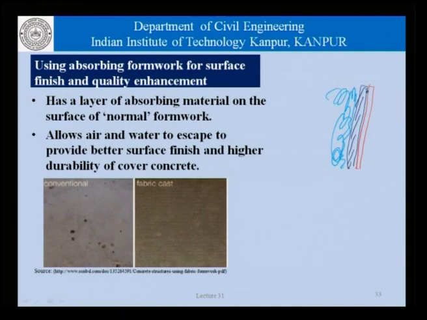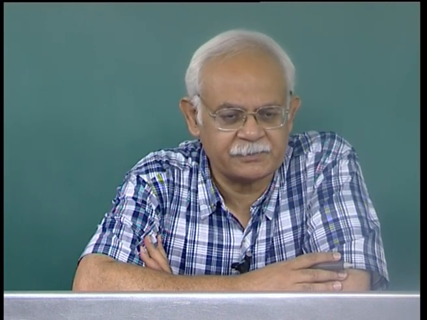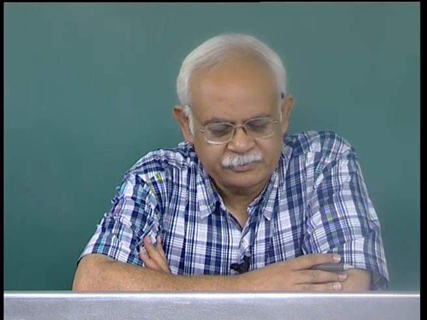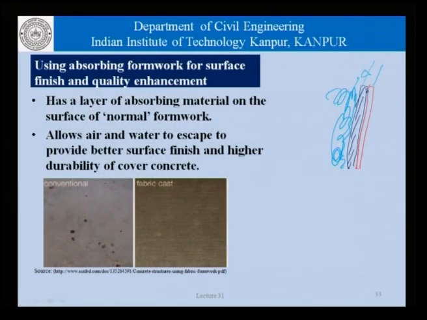So, basically, instead of casting this concrete against this normal formwork panel, an absorbing layer is introduced in between, which is attached to the formwork and is removed along with the formwork. Like the formwork, this absorbing layer also has a certain number of repetition cycles that it can be reused. Now, this absorbing layer allows the air and water from the concrete to escape, and this provides a better finish and higher durability for the cover concrete.